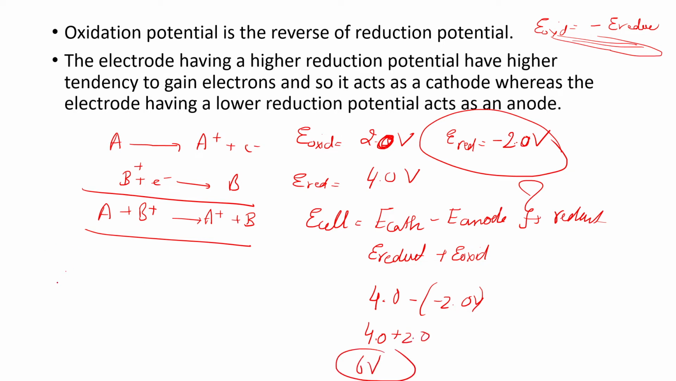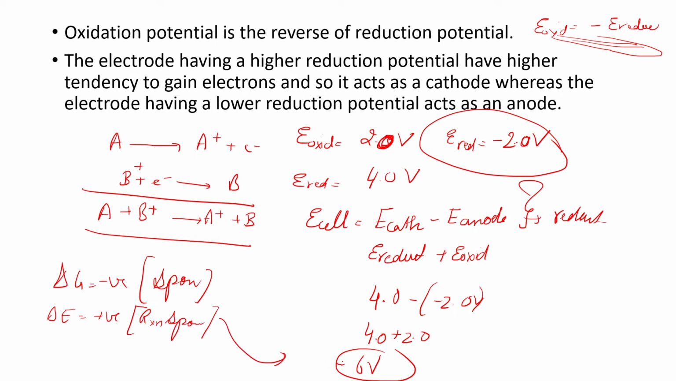Please remember, if delta G is negative, the reaction is spontaneous, and if delta E is positive, then the reaction is spontaneous. So here you saw the value comes out to be plus 6 volt. That means the cell is just going to work spontaneously.